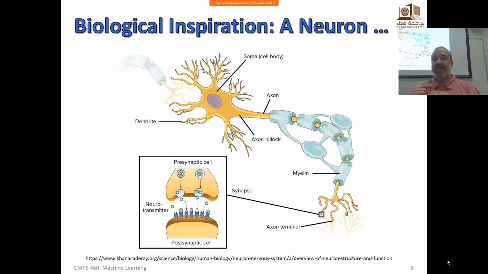Okay? So it receives signals from others through what we call dendrites, and it sends signals to others through what we call axons. So there is input to the neuron, and there is output from the neuron. Okay? And neurons actually are connected with each other. But the connections are not all of the same strength. Some connections are strong, some connections are weak.